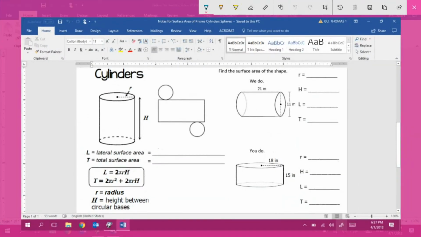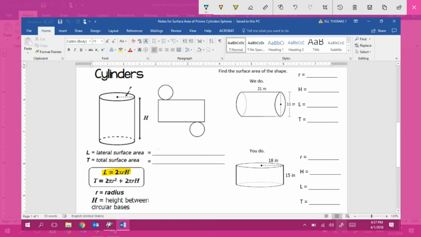All right, so cylinder, same thing. We're going to find the lateral surface area. So what's the formula for the lateral surface area here? It's going to be 2 pi r times h. R is the radius, h is the height. So let's take a look at our example that we do. I'm going to do this one with you guys.